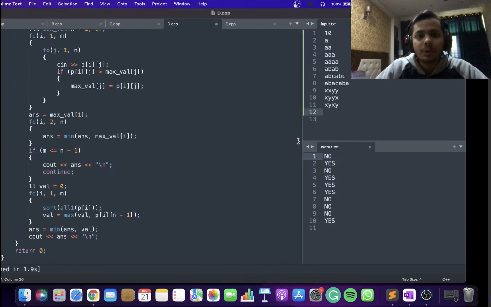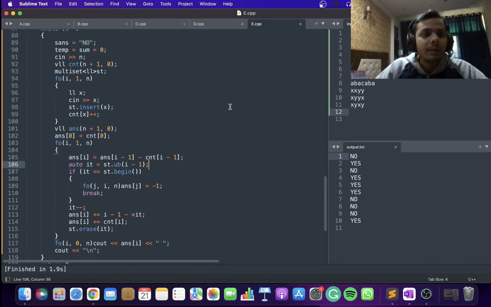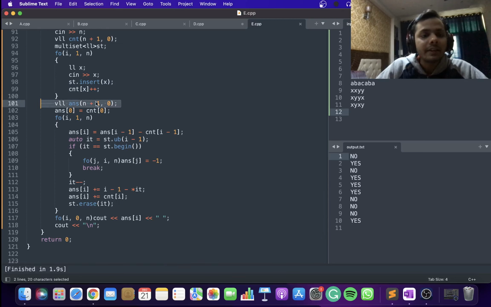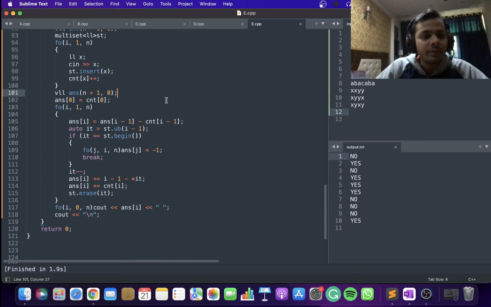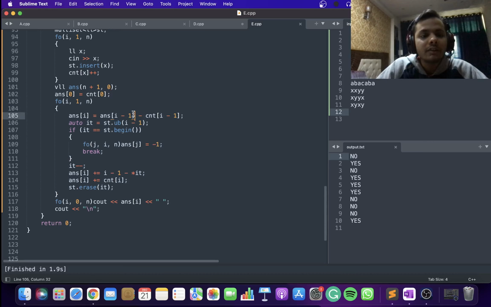So let's have a look at the code now. Right, so I'm maintaining a multiset of available numbers. Initially, I'm inserting all the numbers in my multiset. I'm also maintaining the counts in the vector count. And then I'm creating an answer vector, which is nothing but the DP values. Answer of 0 will just be count of 0. That's a pretty intuitive thing because I just have to remove all the zeros to make max equal to 0. And from 1 to n, I will be using DP. First of all, answer of i is equal to answer of i minus 1 minus count of i minus 1. And this is just the common part.